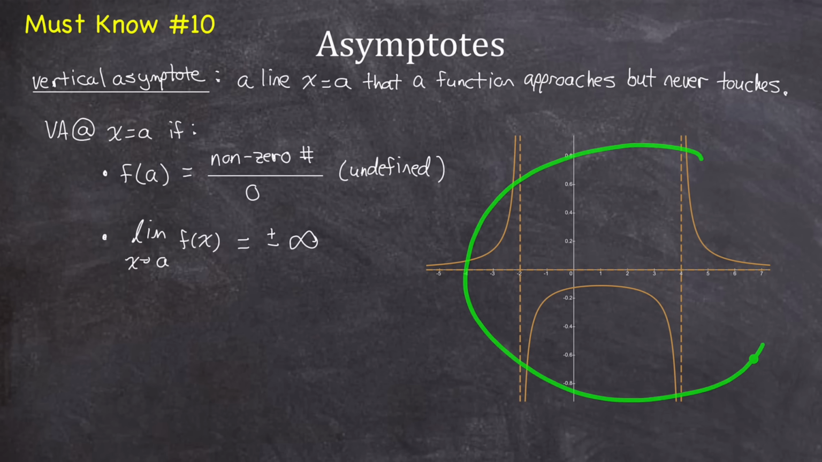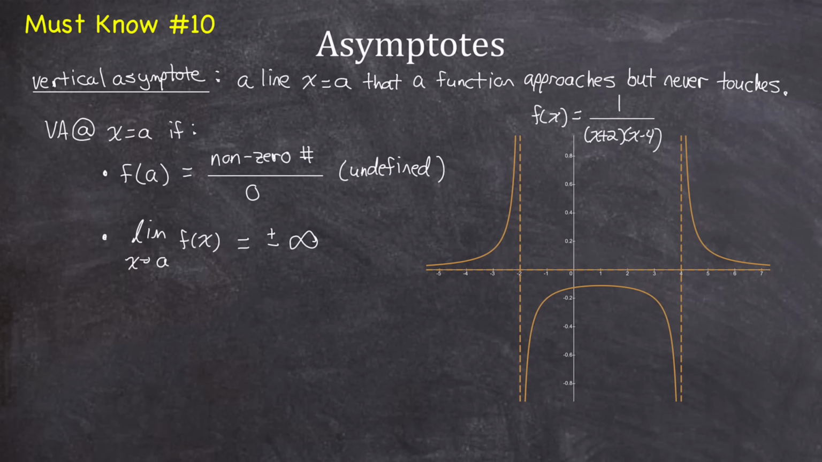So for this rational function whose equation is f of x equals 1 over (x plus 2) times (x minus 4), notice if I evaluated this function at either negative 2 or 4, I would get 1 over 0, which are both undefined expressions. And because it's a non-zero number divided by 0, I know that indicates there's a vertical asymptote at those inputs of x equals negative 2 and x equals 4.